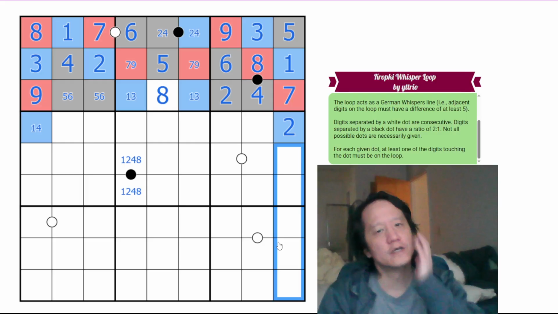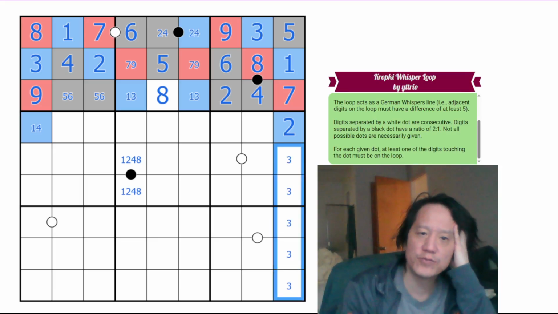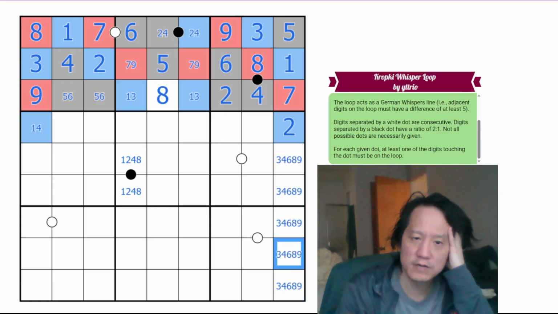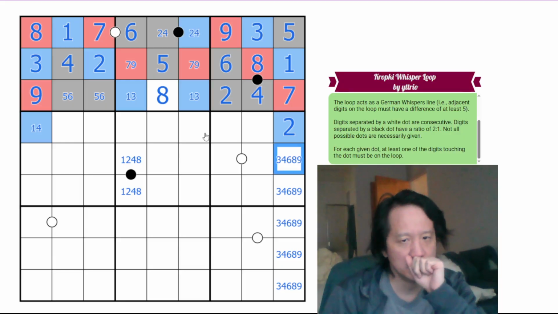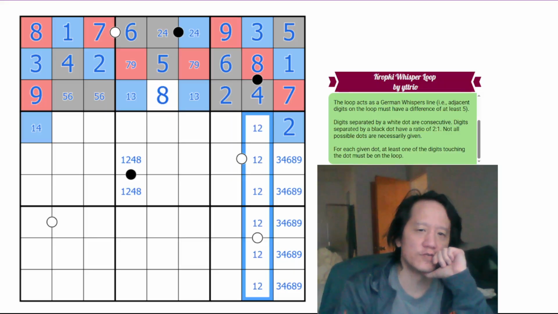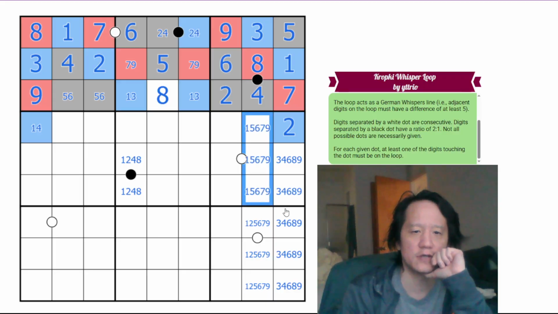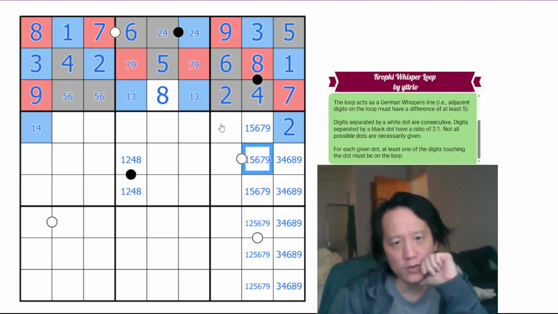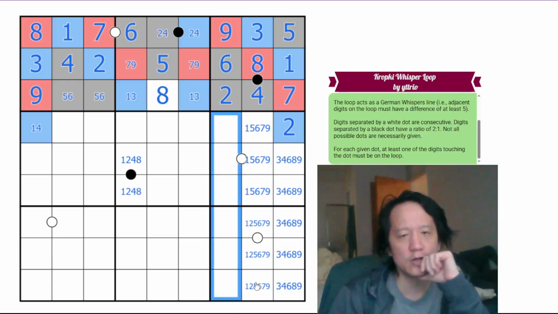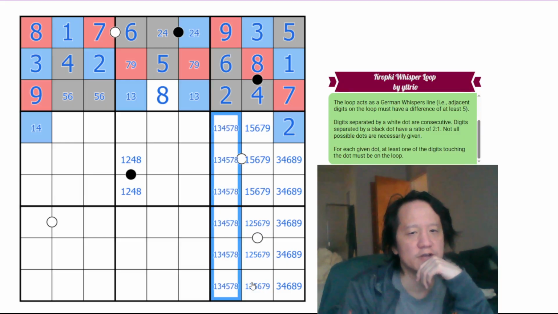Let's do remaining digits in column 9. We have 3, 4, 6, 8, 9 left. Remaining digits in column 8. We have 1, 2, 5, 6, 7, or 9. And 2 cannot be any of these digits here. Remaining digits in column 7. 1, 3, 4, 5, 7, 8.